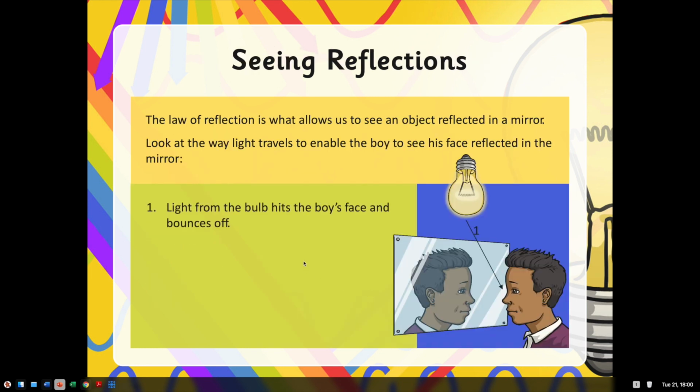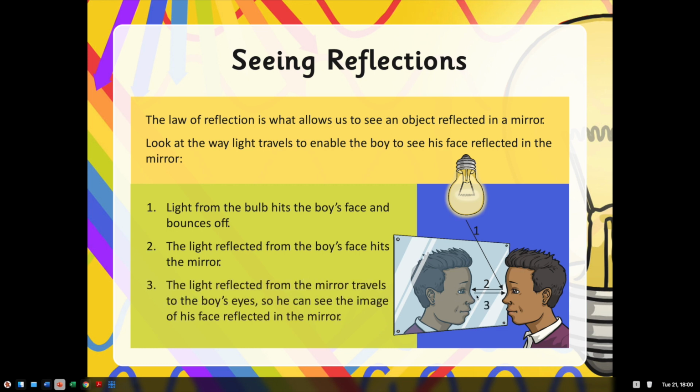So if you've got a mirror in front of you, the law of reflection is what allows you to see yourself reflected in the mirror. So light from the bulb hits the boy's face and bounces off. It then goes to the mirror, and then it comes from the mirror and is reflected back into the eye. That is what allows you to see yourself in the mirror.